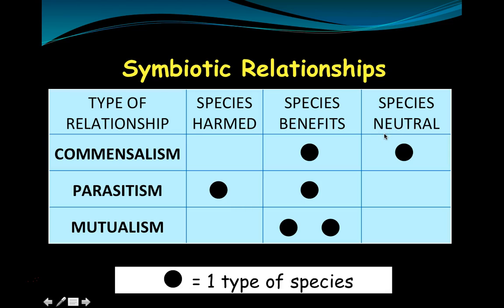So just an overall look here at the symbiotic relationships. Each dot here represents a different organism that's part of the relationship. In commensalism, no one is harmed, one species benefits, and the other is unaffected. If we look at parasitism, the host is harmed and or killed, and the other species, which is going to be the parasite, is going to benefit fully. Nobody is unaffected. Mutualism, they both benefit, no one is harmed, and no one is unaffected.